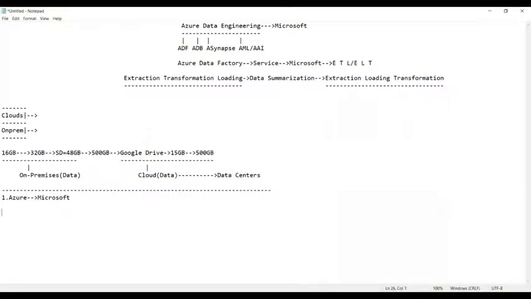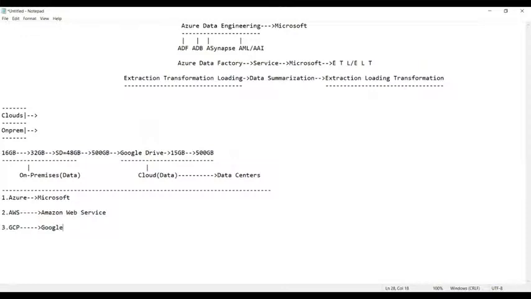And then, apart from this, we have another one called AWS, which stands for Amazon Web Service. Then the third one is GCP. Google is providing GCP, that is nothing but Google Cloud Platform. Very good. So the Google Cloud Platform is provided by Google.